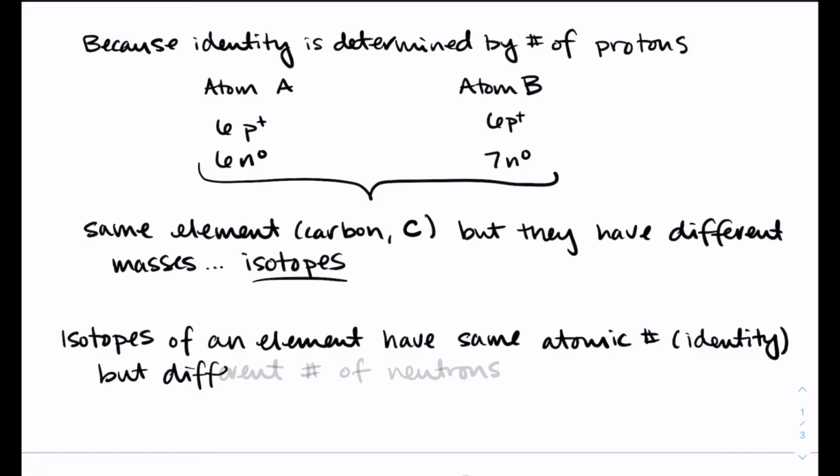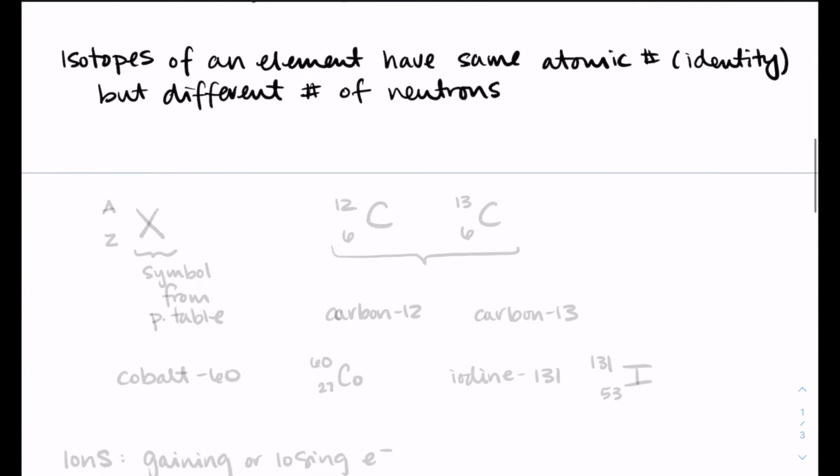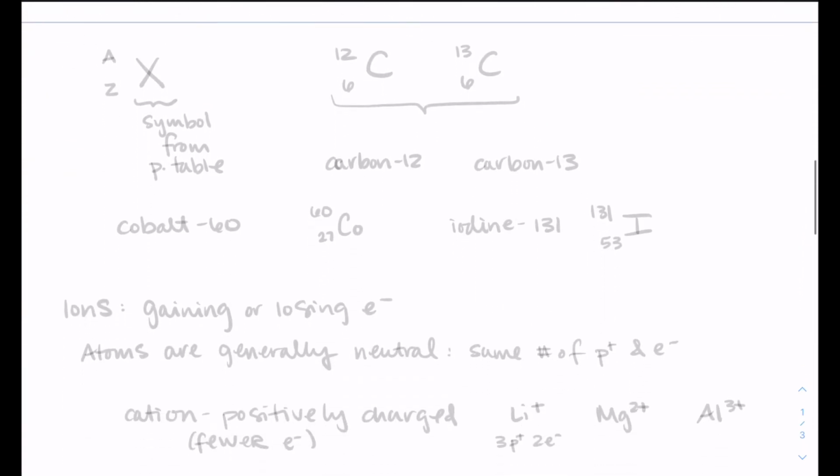We will shorthand this in the way that we write element symbols, because we put stuff in specific places around the element symbol, and the place that we put that number means something. So generically, if I use the letter X to be the symbol from the periodic table, the placement of A, a superscript to the left, is the mass number. So if you see a number as a superscript to the left, that means it is the mass number. And the subscript to the left is the atomic number.